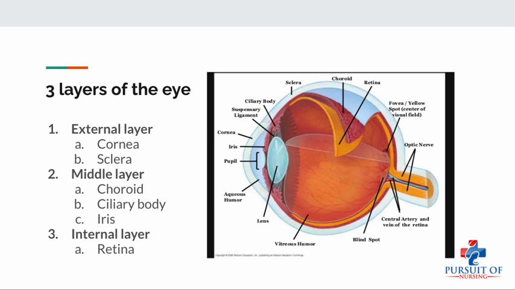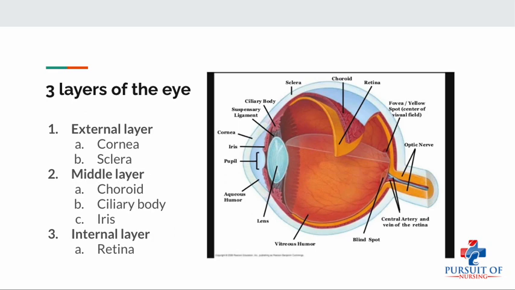eye. You're going to have your middle layer, which contains the choroid, the ciliary body, and the iris. The iris is the colored portion of the eye. It contains the pupil, which controls the amount of light that reaches the retina. And then your internal layer is going to contain the retina. So the retina contains the fibers of the optic nerve. So this is your visual receptive layer of the eye, in which the light waves are converted into nerve impulses.